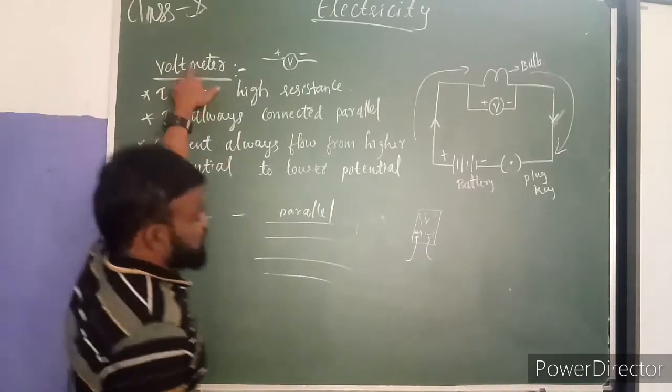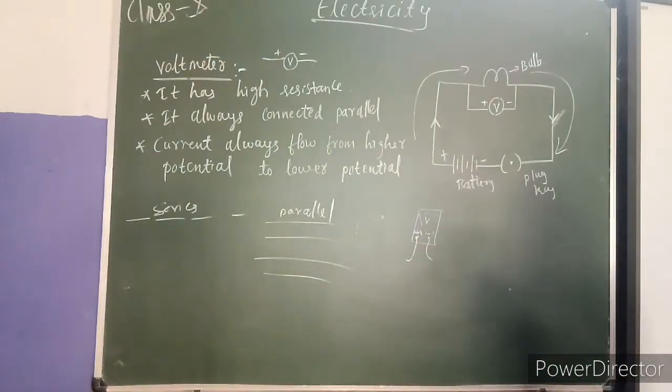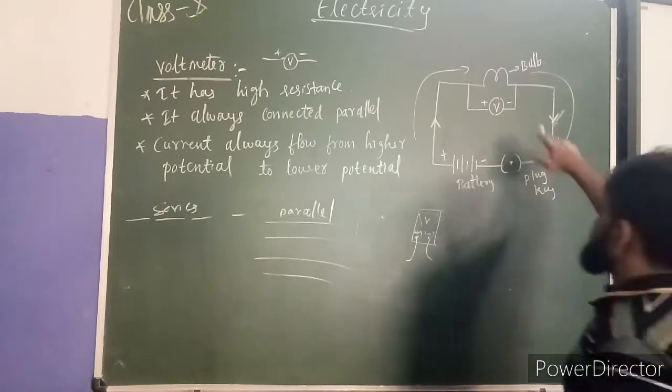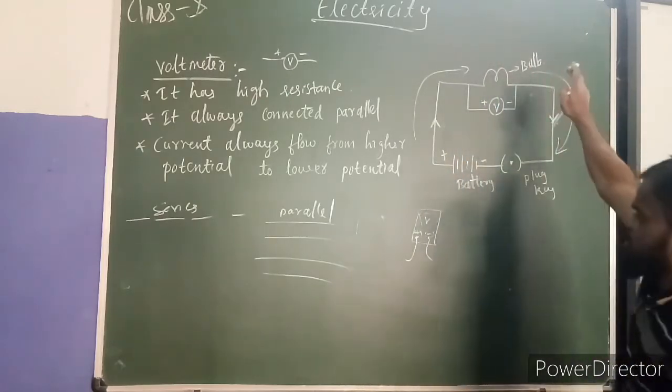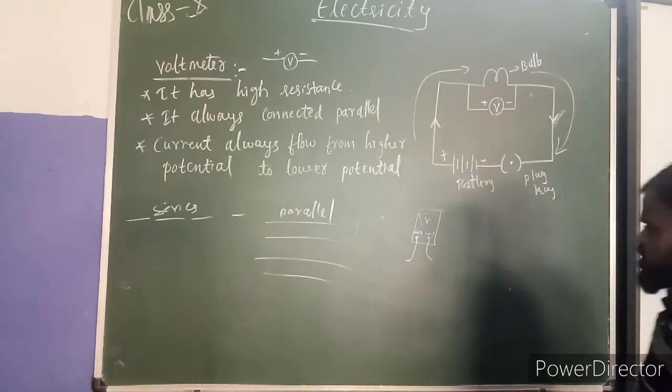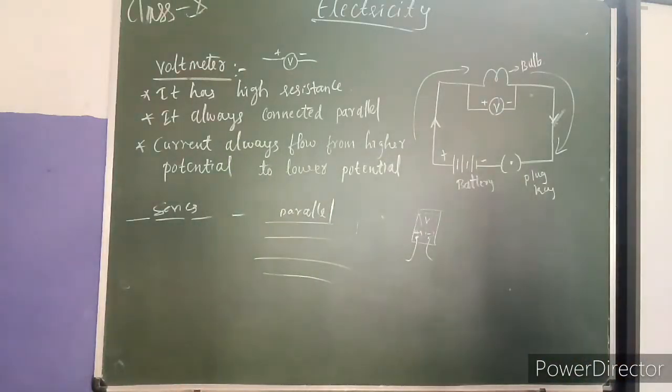Remember the points. It has high resistance, and it is connected in parallel. Current always flows from higher potential to lower potential. Understood? Okay.